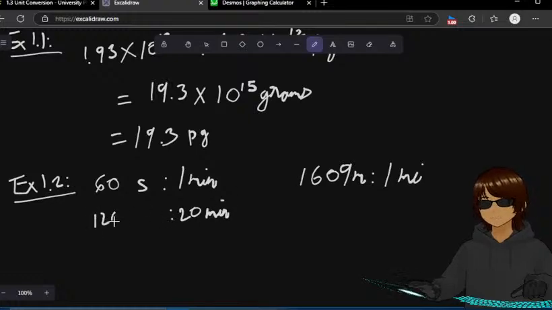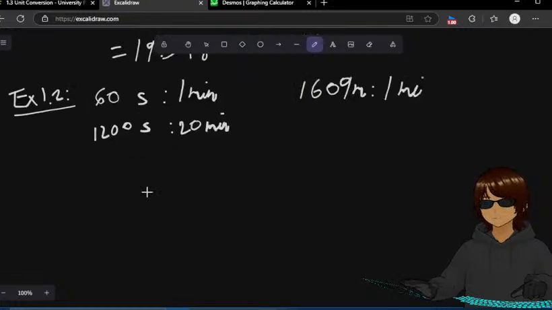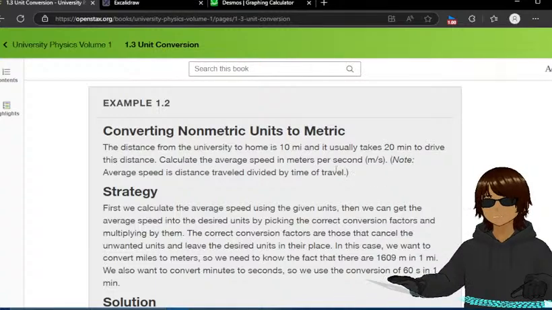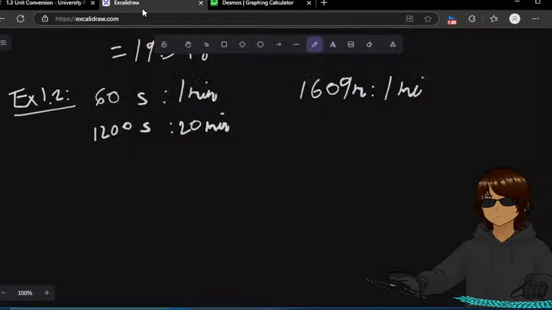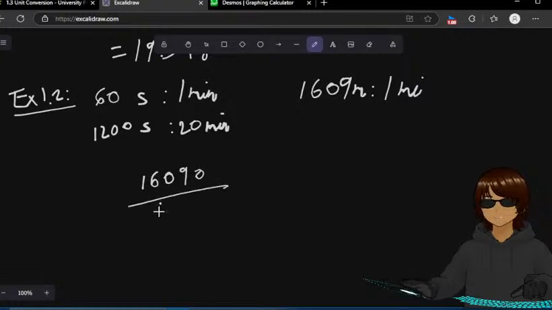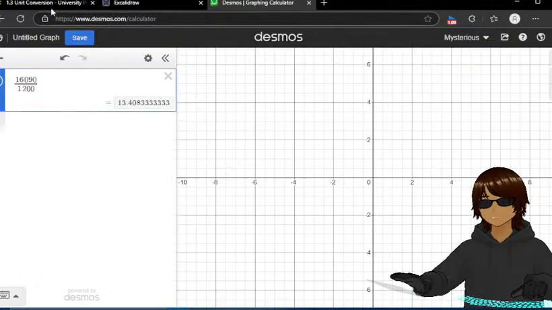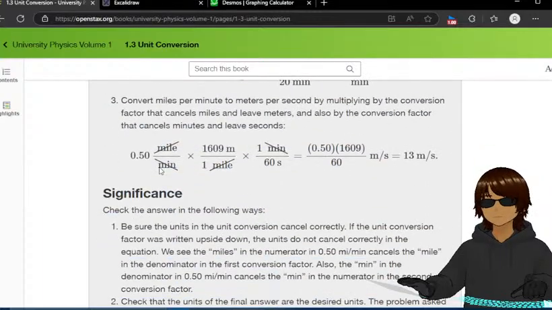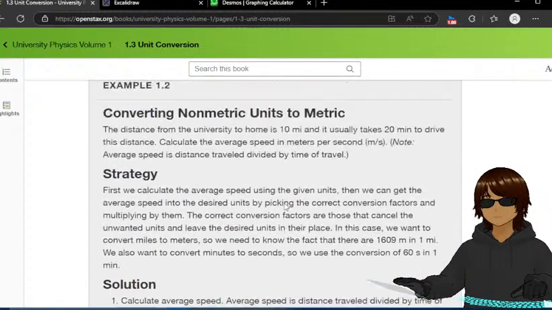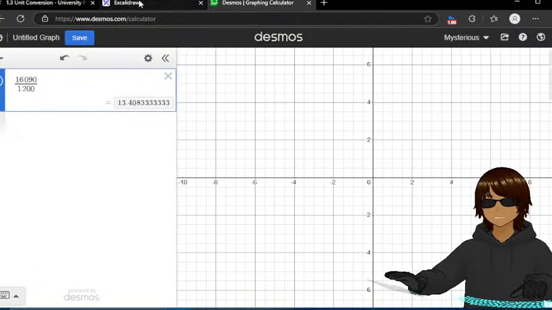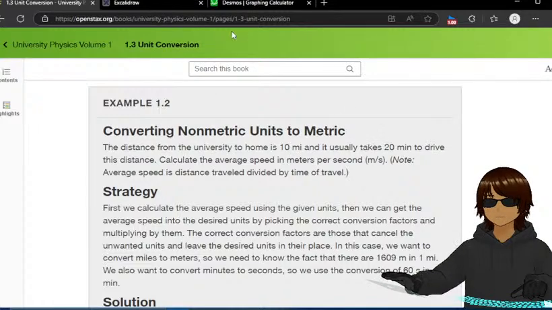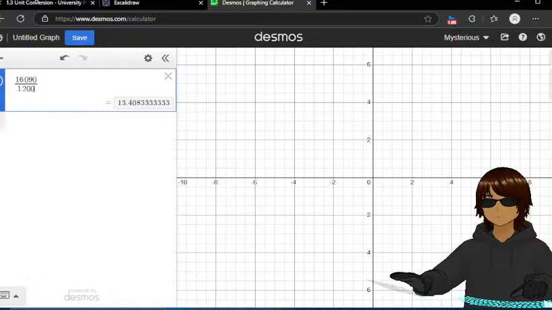So they said 10 miles, so these many meters per this many seconds. That gives 13.408. How many significant figures do we use? Just 13.